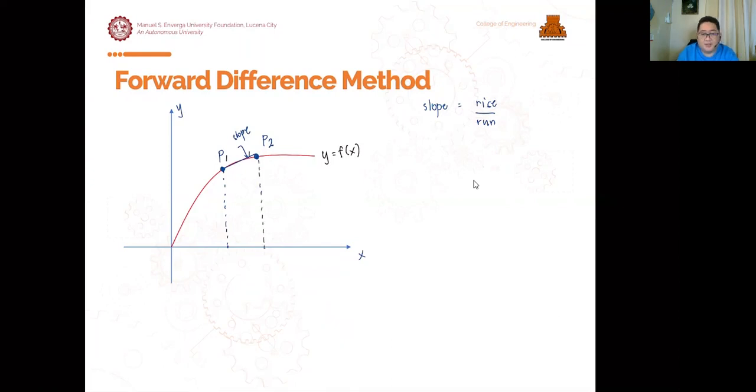So, let's call P1 xi, as that is our initial point. Then P2 we call xi plus delta x. Why delta x? Delta x is the distance from P1 to P2. To get to the point P2, we add a width of delta x, which is the step size. We call delta x our step size.